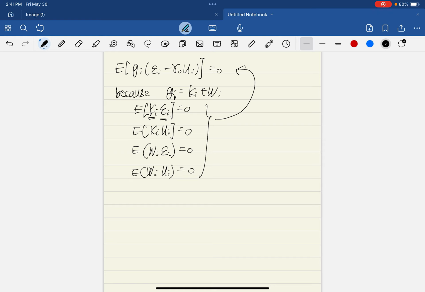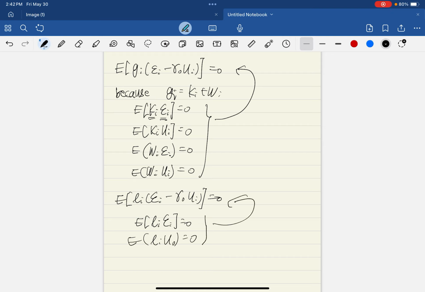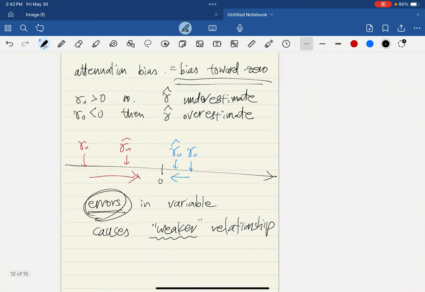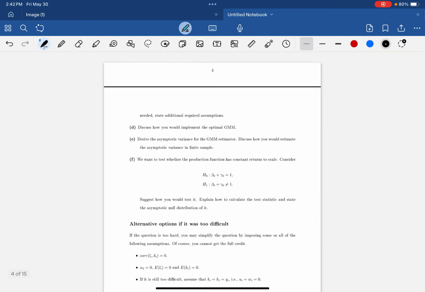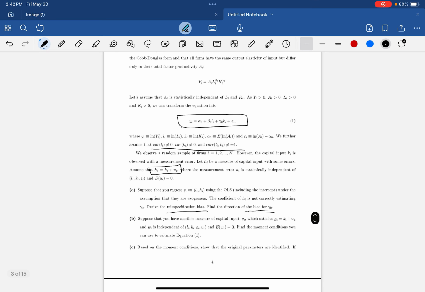So it is 0. Similarly, for li epsilon i minus gamma ui, it is easier to prove because it only needs two assumptions. Okay, from this we get this, and then we can show the second part. Let's see if there is any other thing I had to explain. So I just proved the moment conditions you can use to estimate equation 1.